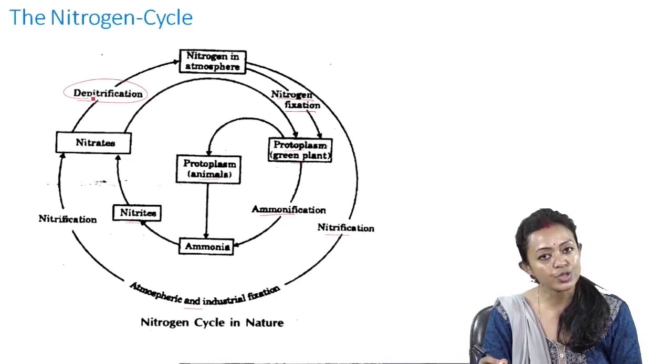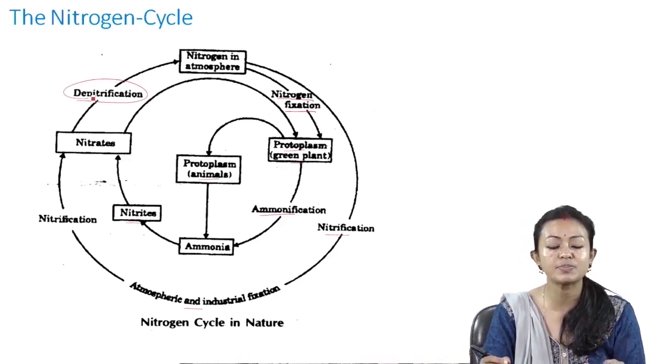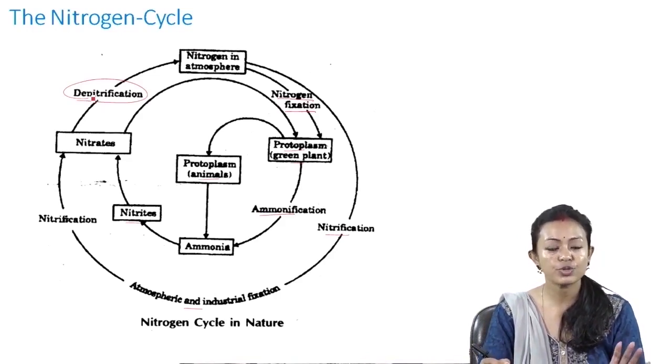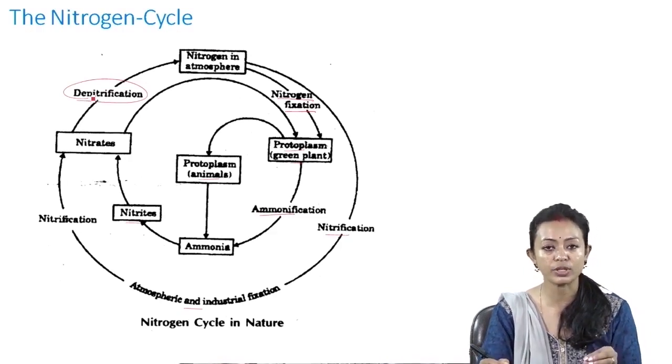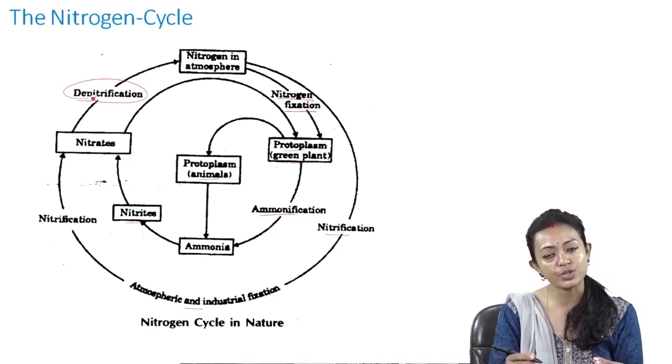I hope you have understood how the nitrogen which is present in the atmosphere is utilized by the plants and animals. This nitrogen which is present in the atmosphere is not a waste, but it is of utmost importance, but the organisms cannot directly utilize it. It is through these different processes that it comes into the cycle.